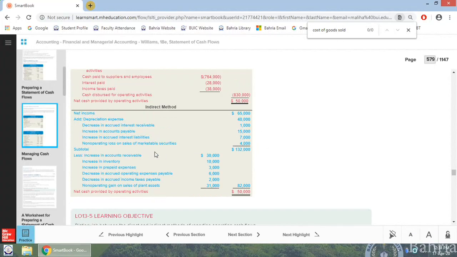But then you're going to subtract the increase in assets other than cash. Increase in inventory is an asset, prepaid expense is an asset. So any increase in the assets would be subtracted. Now, any decrease in liabilities would be, again, see, if it had increased, that would have been added.